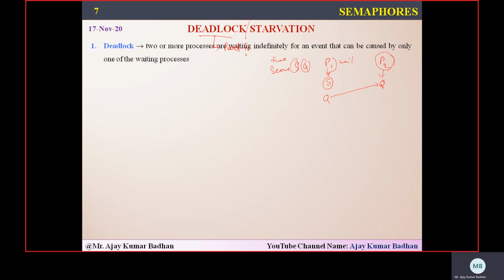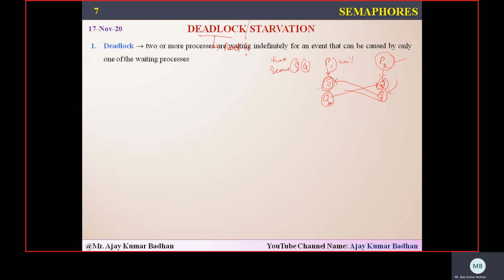Whereas coming to P2, after some time of execution, it requires semaphore S to complete its execution. But this semaphore is with P1. Now what happens here is, P1 will not release this semaphore S until it gets semaphore Q. And in the same way, P2 will not release semaphore Q until it gets S. So P1 will not release S until it gets Q, and P2 is not going to release Q until it gets S.